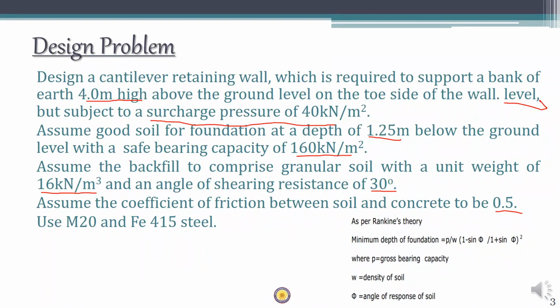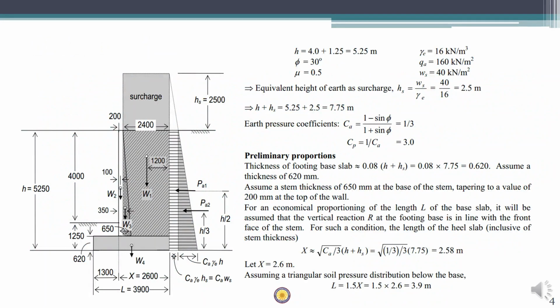The first thing to do is note down all the given data and try to make a diagram from the given data. So the foundation depth is 1.25 on the toe side, so that is to be noted. From the base of the footing to the top of the ground level on the toe side is 1.25. Then the backfill height was given as 4 meters, that is already marked here, so this much is the backfill.